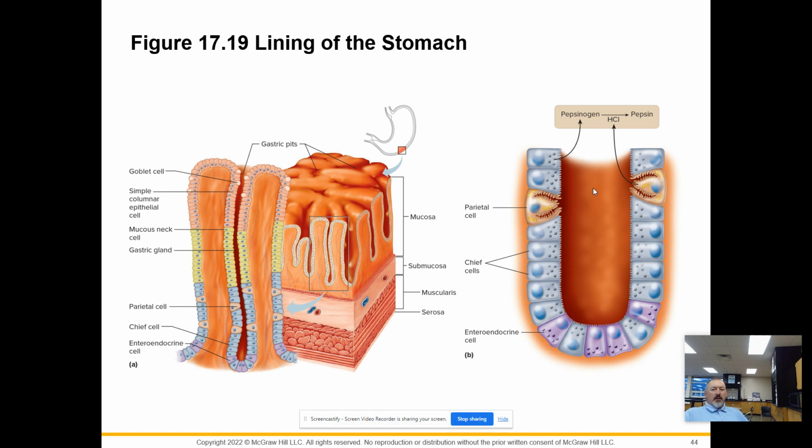We're also going to look at some columnar cells that are also involved that are going to be making the mucus and the mucus neck. So this area that we're looking at here, this is deep down in these folds. Once again, the folds create an increased amount of surface area as we look at the rugae of the stomach. So as you go down into this area, you have the gastric gland that's going to be here, and the mucus neck. This mucus neck is going to produce an alkaline type solution to protect the stomach lining.